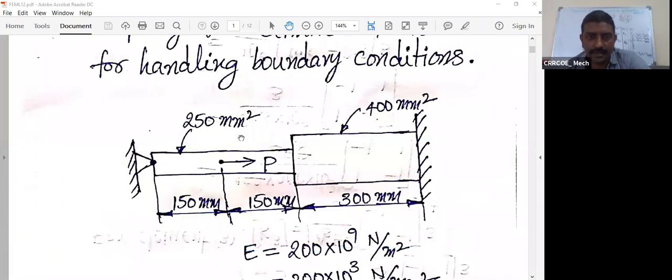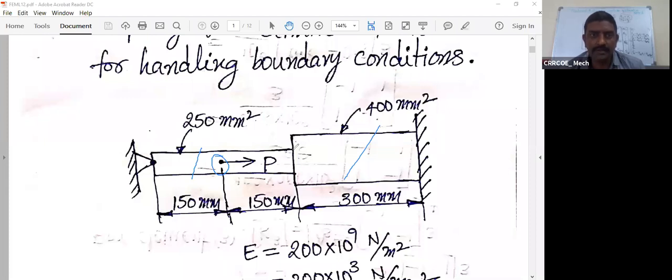Okay, so here the structure is subjected to a point load only. So point load P, at this point the load P is acting. Okay, it is a stepped bar. So the area of cross section of this element is 250 mm². The area of cross section of this bar is 400 mm².